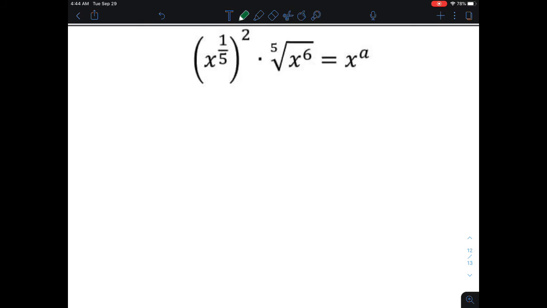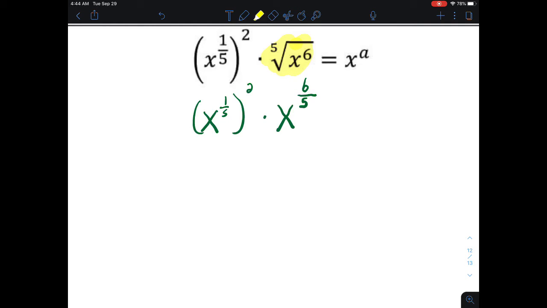Okay, let's look at another one here. So I have x to the 1/5 squared times the 5th root of x to the 6th power. And I want to put all that together, so that I just have it in the form of x to the a. Well, step one, rewrite the radical in exponential form. So the 5th root of x to the 6th power would be x to the fraction exponent of 6 over 5. So the power of the radical goes on the bottom. And then I'm going to write everything else that I have. So I still have the x to the 1/5 squared.